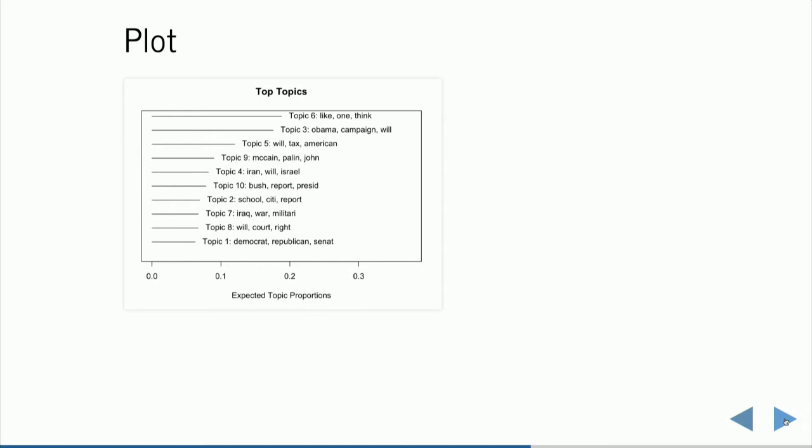And the prevalence of words within each topic. This is a useful validation tool. We clearly know after looking at this that 10 was a bad choice, right? There's probably many more than 10 topics in this corpus.